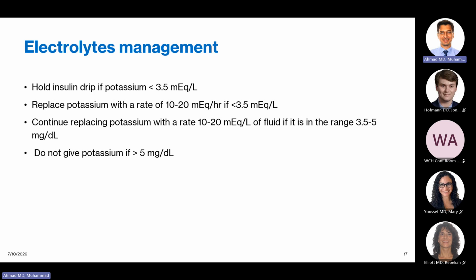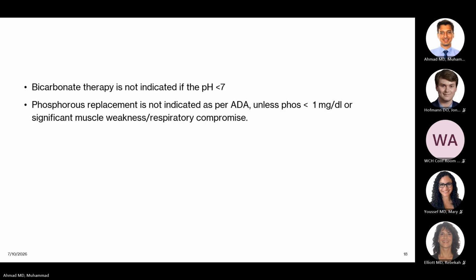Anybody having questions so far? Can you please repeat, for every 100 above 100, minus 1.6 of potassium?